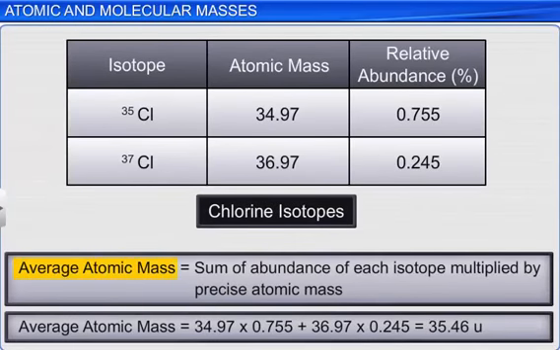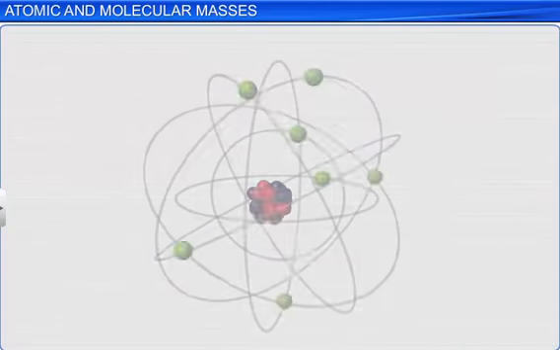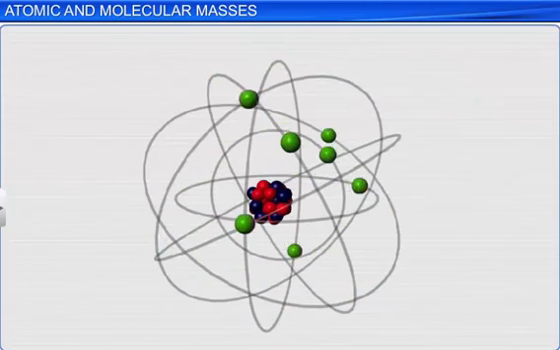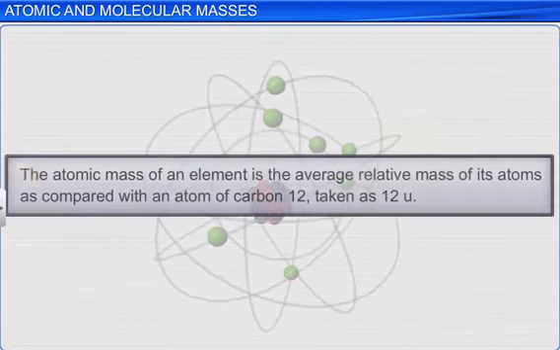Average atomic mass is the sum of the abundance of each isotope multiplied by its precise atomic mass. Thus, the average atomic mass of chlorine is calculated as 35.46 U. Hence, the average atomic mass was redefined as: the atomic mass of an element is the average relative mass of its atoms as compared with an atom of carbon-12 taken as 12 U.